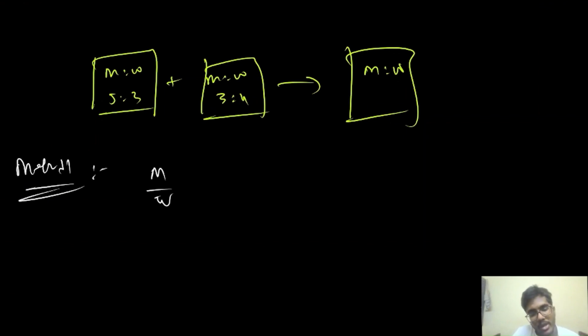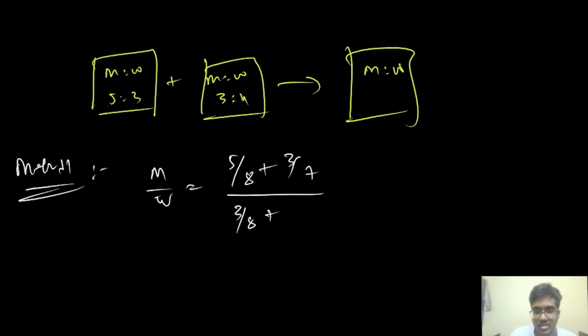Take m by w. What's the milk in the first ratio? 5, divided by what's the total? 8, plus what's the milk in the second ratio? That is 3, divided by 3 plus 4, that is 7, divided by what is the water in the first ratio? 3, divided by the total 8, plus the water in the second ratio, 4, divided by the total parts, 7. If you solve this, you get the value to be equal to 59 by 53. This is one method to solve this question, but it is not really preferable.